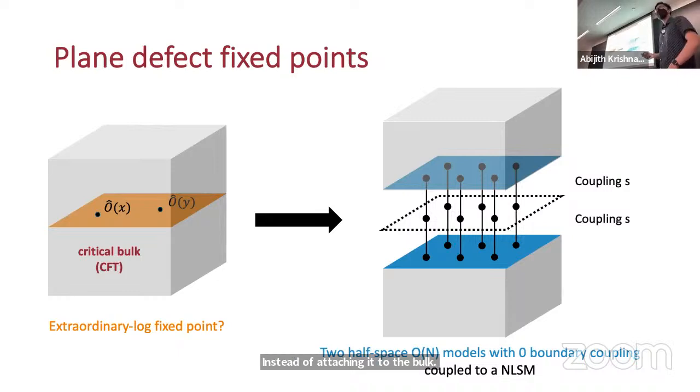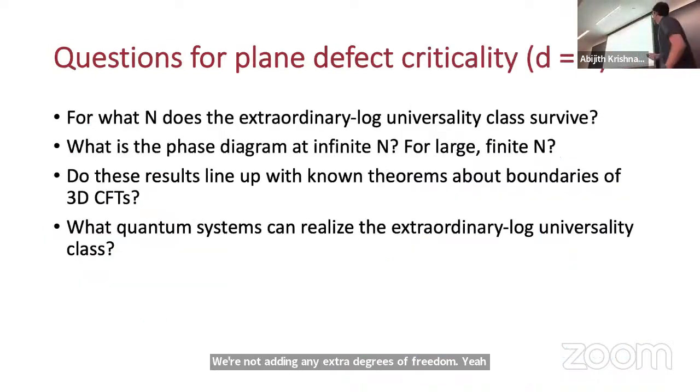But I think first you are separating the plane defect into two boundary conditions, and then you introduce additional layers such that they have some coupling. Naively, it looks like you introduce multiple degrees of freedom then. If you think of the system as bulk, defect, bulk, that's what this picture is, right? It's still bulk, defect, bulk here. So we're not adding any extra degrees of freedom.